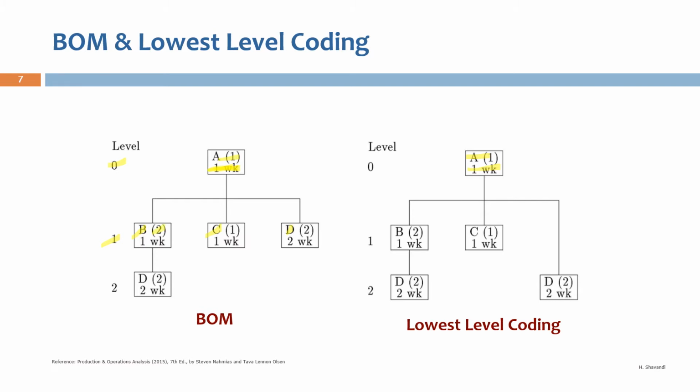In the second level, which is level 1 here, we have three components, B, C, and D. As you see here, we need two items of B, one item of C, and two items of D in order to assemble product A. And in the third level, or level 2 here, we need 2 items of D in order to build or assemble part B. This is our BOM, bill of material, and for the lowest level coding, since part D is the same part we have in 2 levels, we just bring down that D in order to have D in 1 level. So in total we need 4 items of D for producing 1 item of the end product.